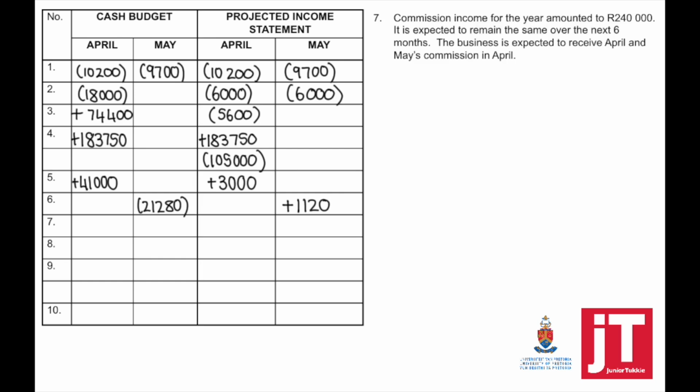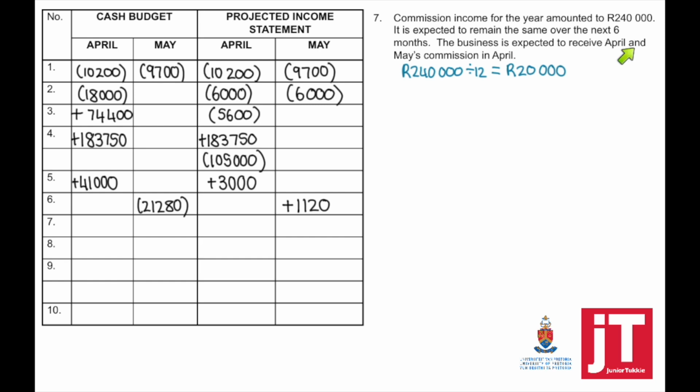Number 7, commission income for the year amounted to 240,000. It is expected to remain the same over the next 6 months. The business is expected to receive April and May's commission in April. So it makes it a bit more complicated. Commission income is an income. So our first step is to take 240,000 divided by 12, which means it equals 20,000.